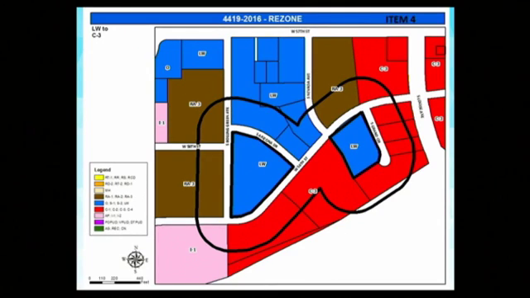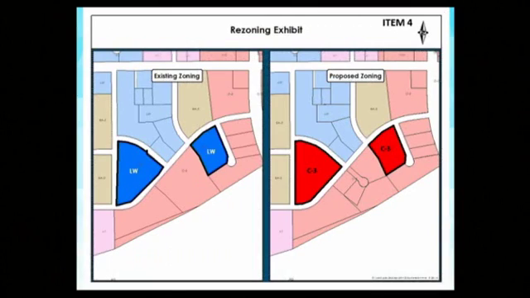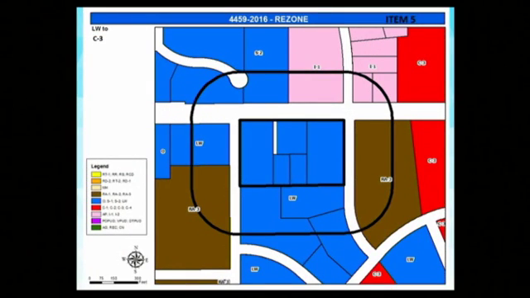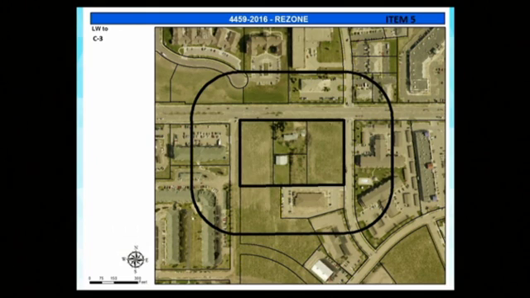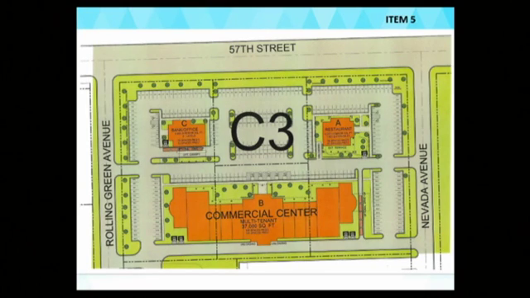Item 4, 4419 2016 rezone from the LW Live Work District to the C3 Commercial Community District for allowed forms located south of West 57th Street, west of South Louise Avenue, and east of South Rolling Green Avenue. Item 5, 4459 2016 rezone from the LW Live Work District to the C3 Commercial Community District for allowed forms located at southeast corner of West 57th Street and east of South Rolling Green Avenue.